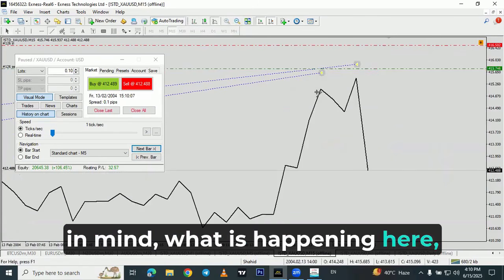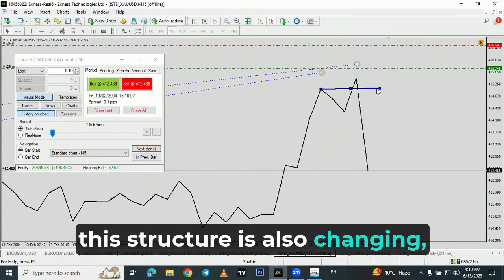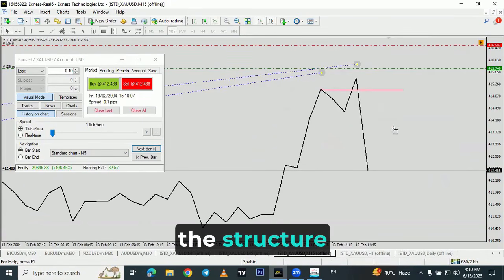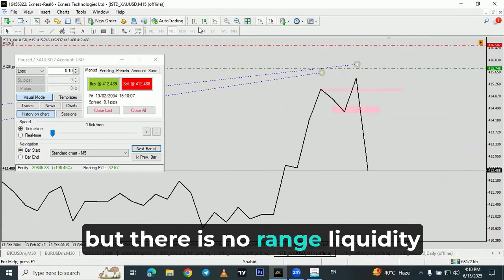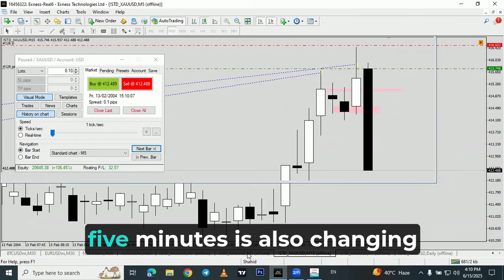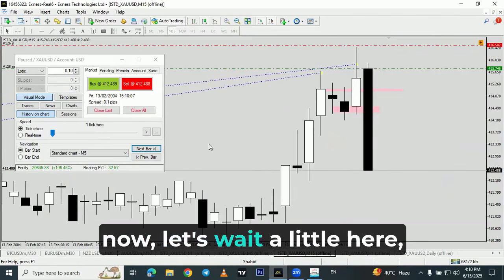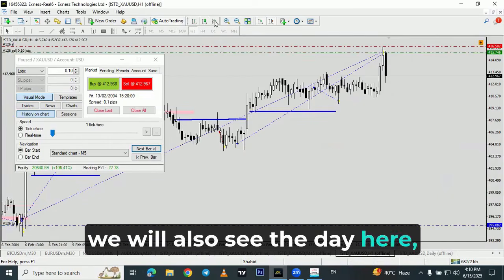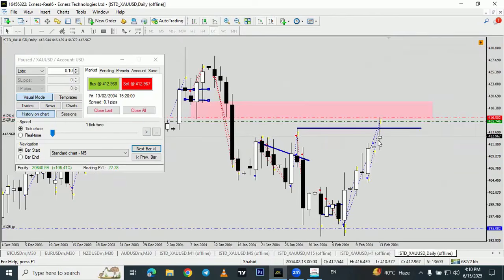What is happening here? This structure is also changing, meaning 15 minutes structure is also shifting here. See here, the structure is shifting but there is no range liquidity in it. Let's see 5 minutes. 5 minutes is also changing now. Let's wait a little here and we will also see the day here. As we see the day here, the day comes here.